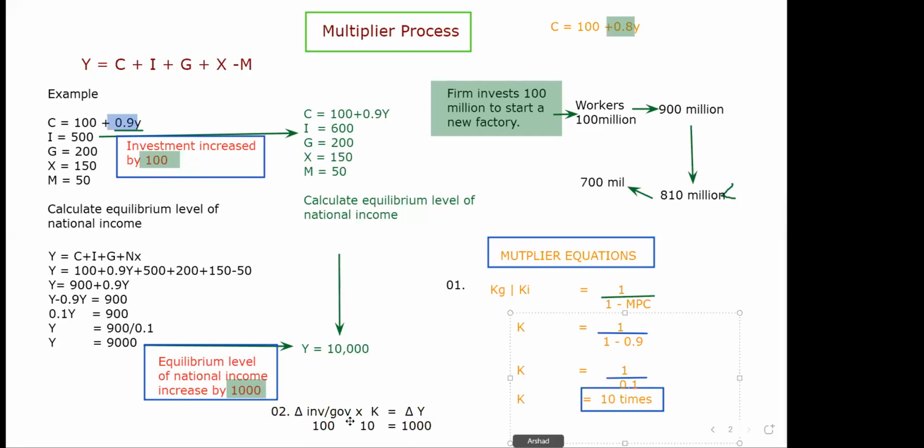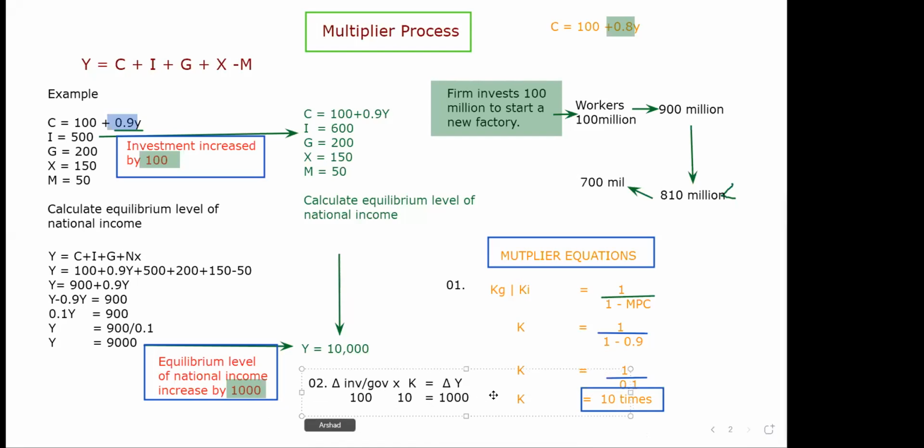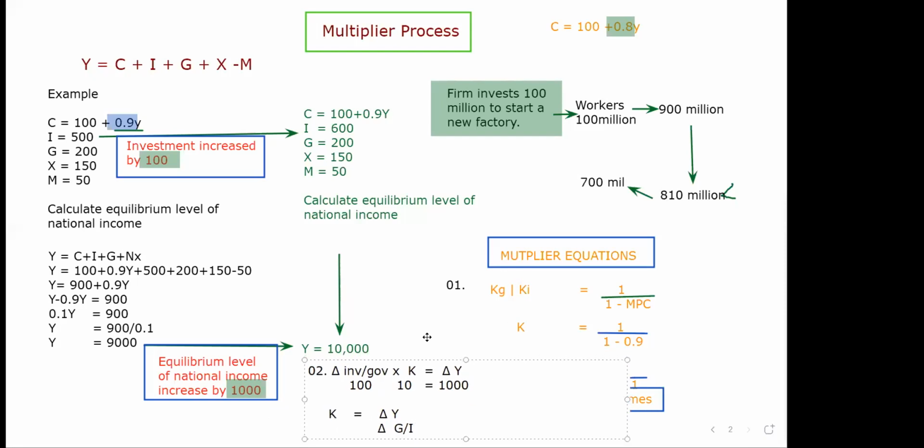So what I'll do now is rewrite the same equation, making k the subject. Now, guys, you all know how to make something the subject. If change in investment or change in government spending multiplied by k equals change in Y, what is k equal to? K is equal to change in Y divided by the change in government spending or the change in investment. So those two equations you need to know.